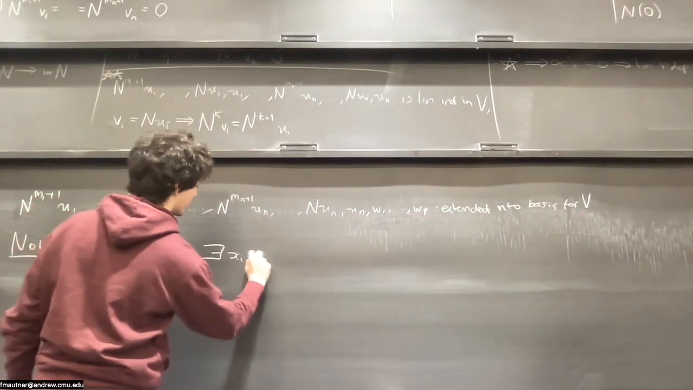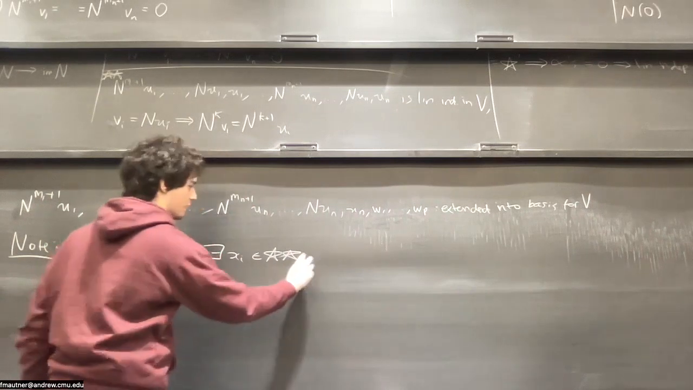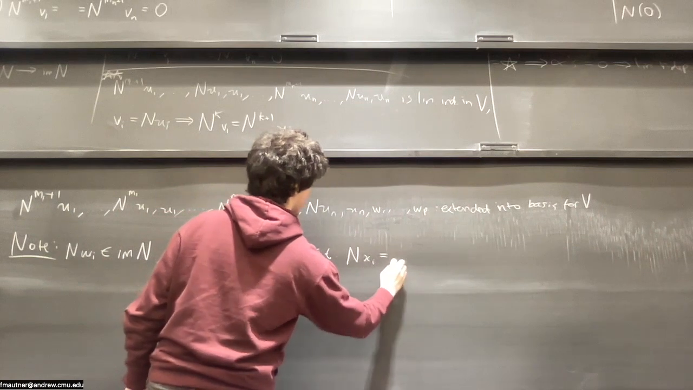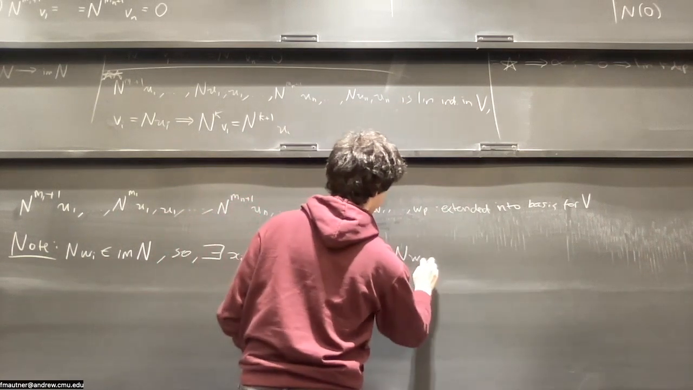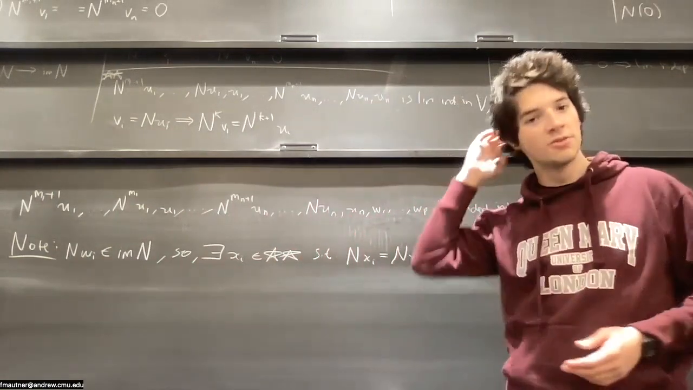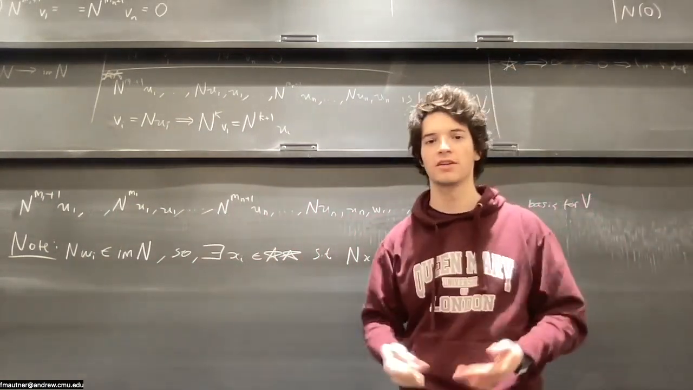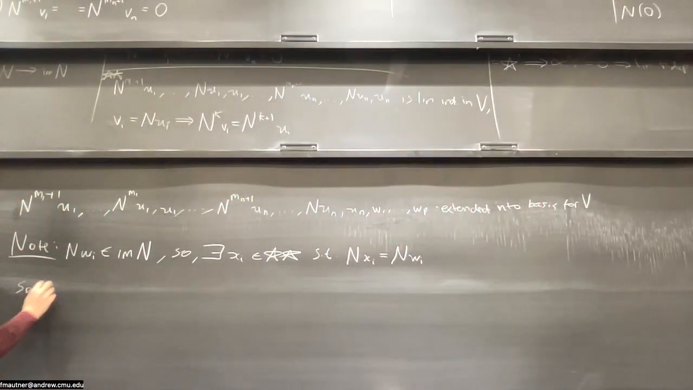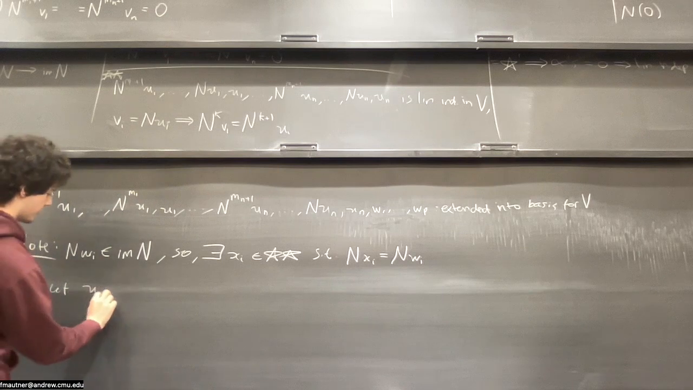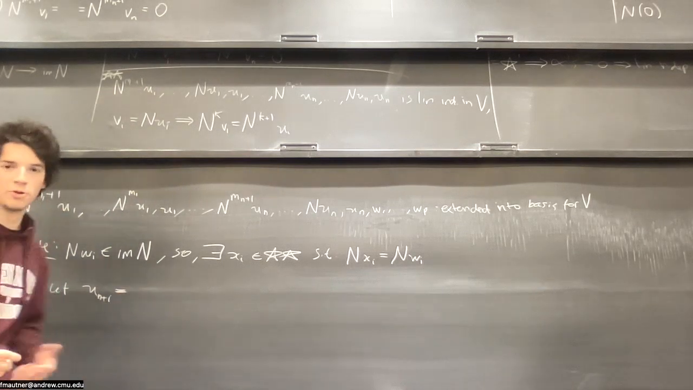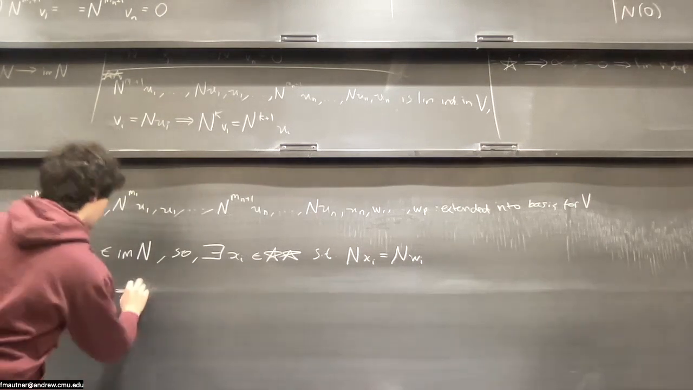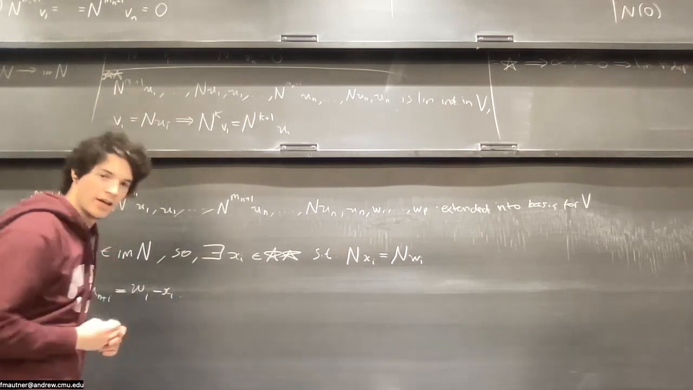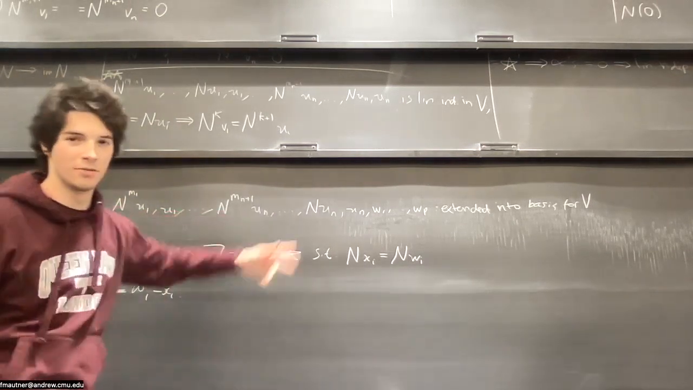So what that means is that there's some x sub i in double star such that n applied to x sub i is equal to n applied to w sub i. So what that allows us to do is to come up with a new vector. We call it u sub n plus i, and we'll define it as the most obvious thing that comes to mind, just w sub i minus x sub i. And we're going to basically replace our w's with that in the list.